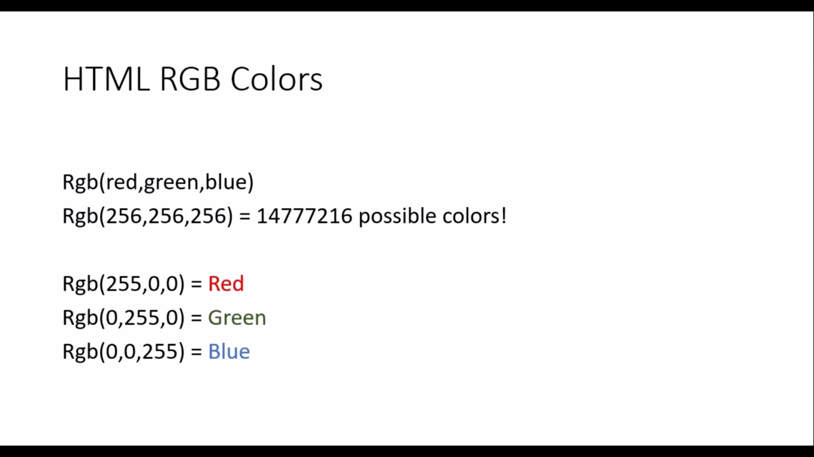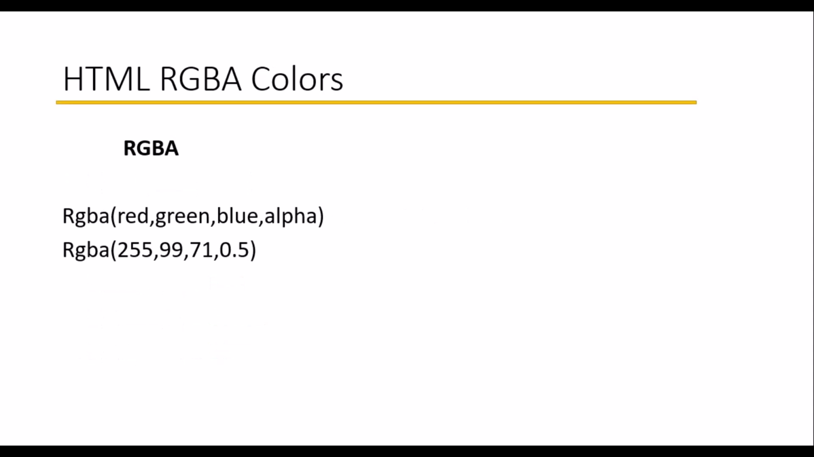RGBA color values are an extension of RGB color values with an alpha channel, which specifies the opacity for a color. An RGBA color value is specified with red, green, blue, and alpha.